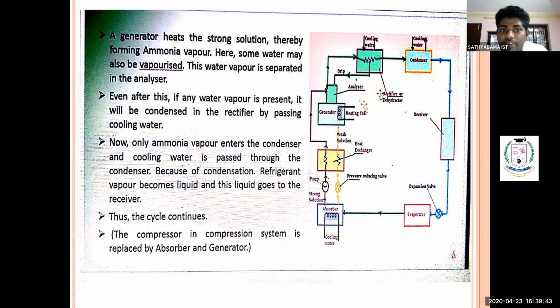Even after this, if any water vapor is present, it will be condensed in the rectifier by passing cooling water. So the rectifier is here. Okay, it will be condensed in the rectifier by passing cooling water. Now only ammonia vapor enters the condenser, and cooling water is passed through the condenser. Because of condensation, the refrigerant vapor becomes liquid, and this liquid goes to the receiver. Thus the cycle continues. Okay.